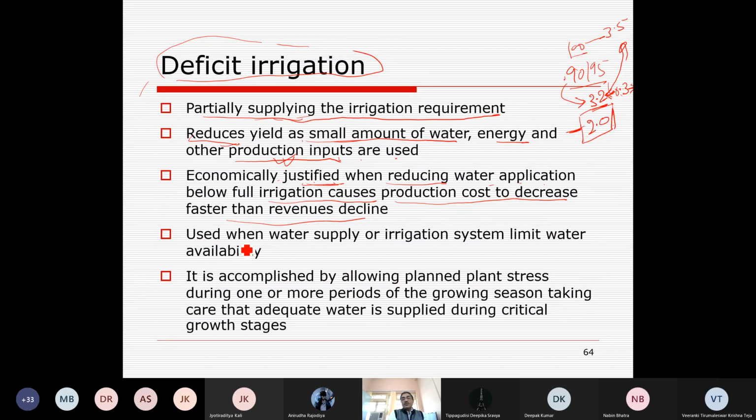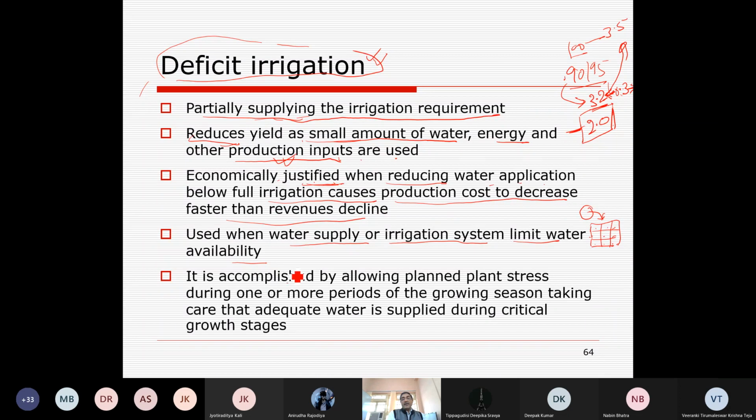Deficit irrigation is used when the water supply or irrigation system limits water availability. Suppose there is less water availability, like in the arid regions, Gujarat or maybe Rajasthan. So certainly we need to plan deficit irrigation because there is less availability of water, and maybe more area under cultivation. So it is better to have some output from all the area, and that is economically justified, using the same amount of available water from the source. So that is usual there.